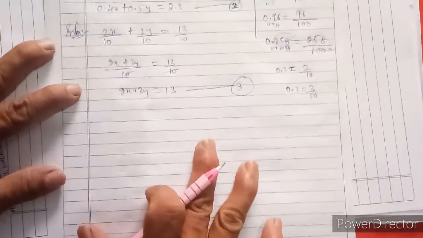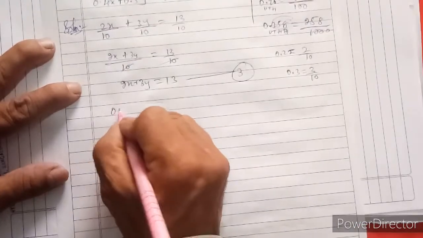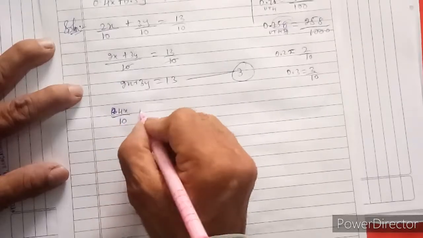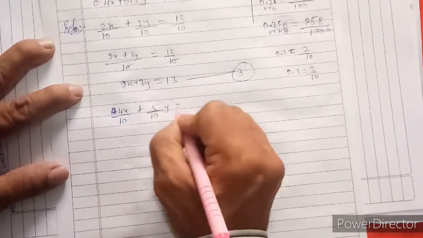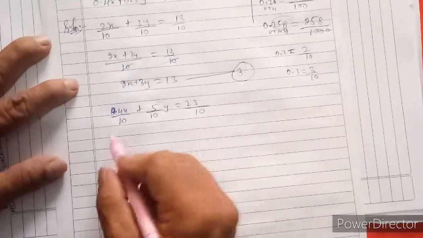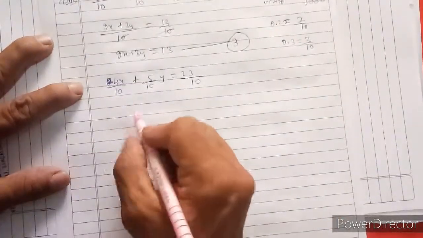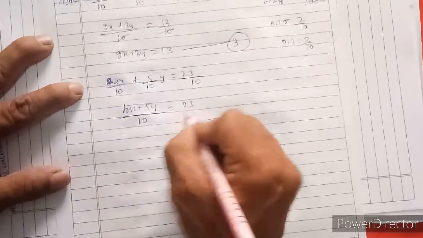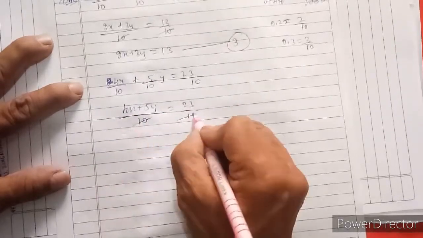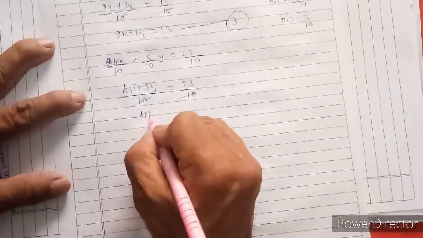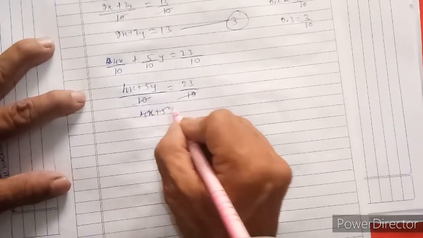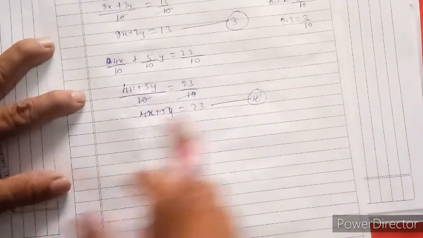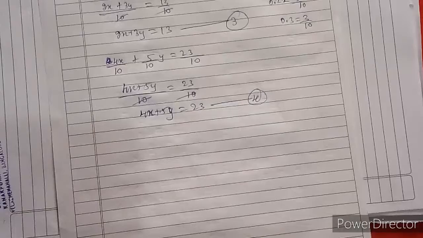What is the second equation given? 0.4x. I will take that as 4x by 10 plus 5y by 10 is equal to 23 by 10. I can take common: 4x plus 5y divided by 10 is equal to 23 by 10. This 10 in the denominator and this 10 get cancelled. Now we got 4x plus 5y is equal to 23. This is equation 4. We got perfect linear equations on the board.